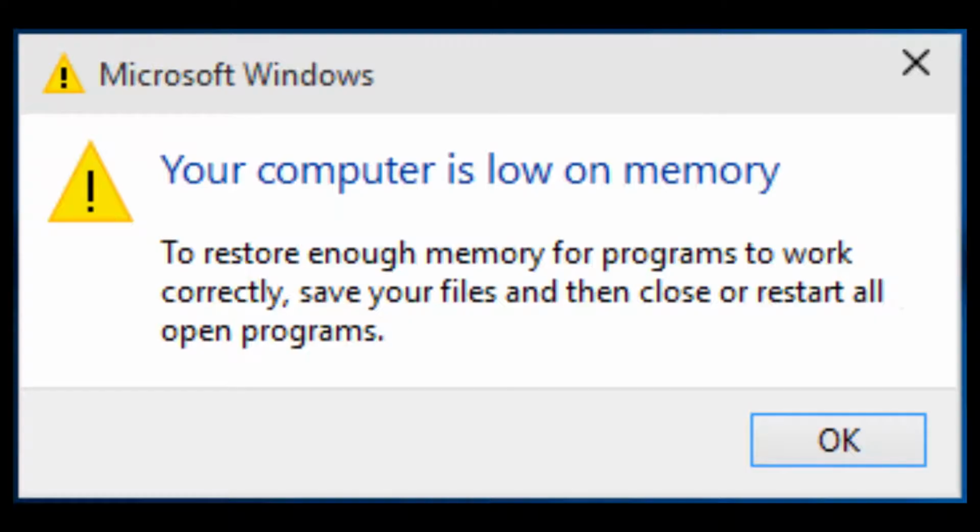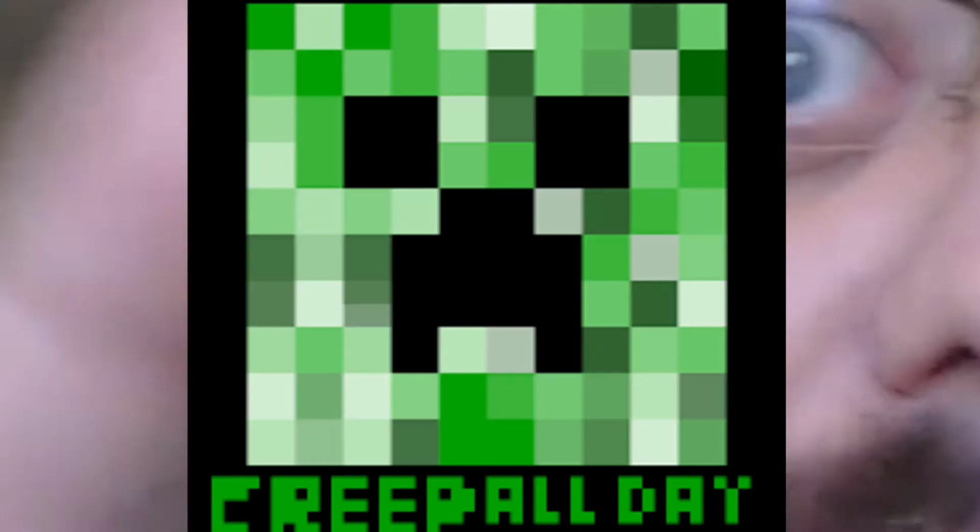Once that happens, you get this message coming up: "Your computer is low on memory. To restore enough memory for programs to work correctly, save your files and then close or restart all open programs." So basically you're stuck with rebooting, and that's the only solution you have. Then you reboot, you start working on your computer using different programs, and then you shut them all down, and you got the same thing starting all over again.